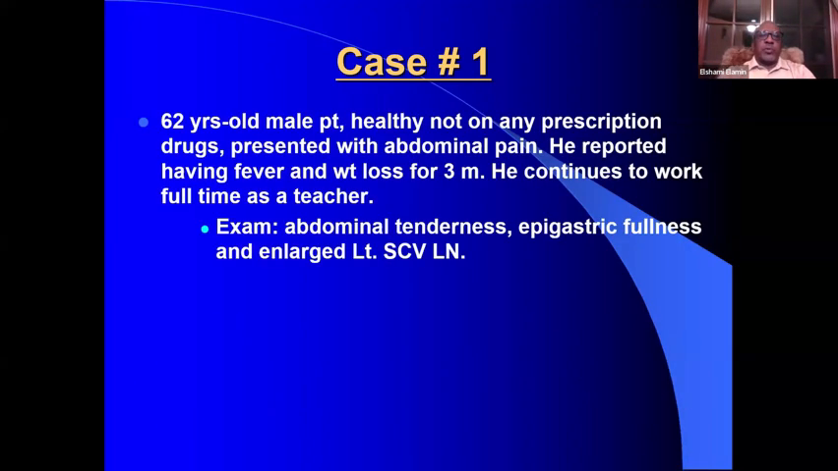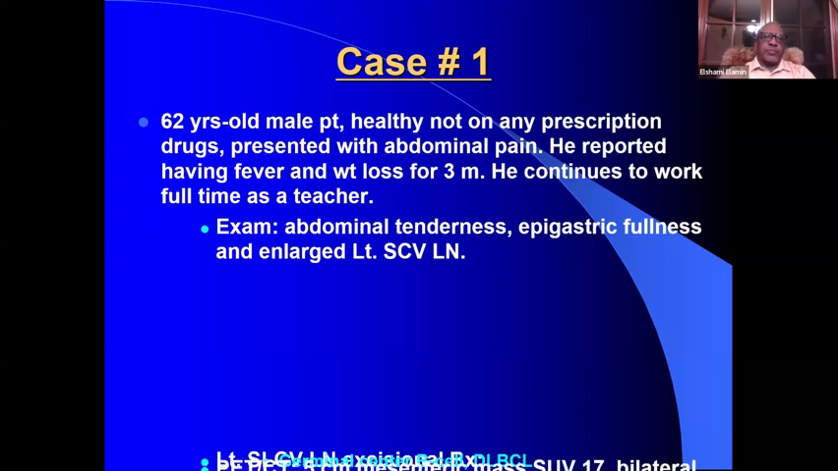So this is a case. This is not a real case. So this is a 62-year-old male patient, healthy, not on any prescription drugs, presented with abdominal pain. He reported having fever and weight loss for 3 months. He continues to work full-time as a teacher, just telling us his performance status is good, ECOG of 0 or 1. On exam, found that he had abdominal tenderness, epigastric fullness, and an enlarged left supraclavicular lymph node.